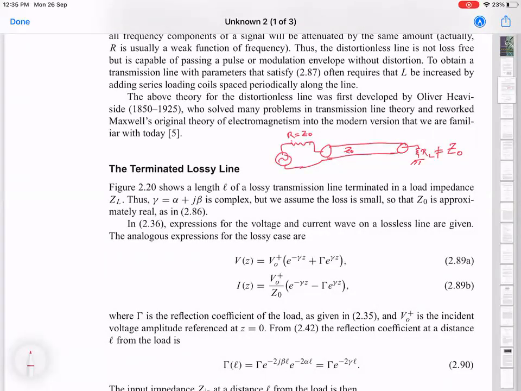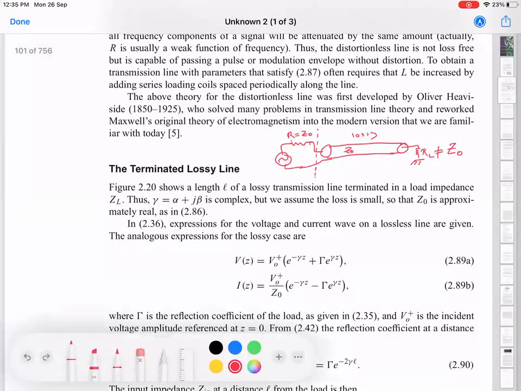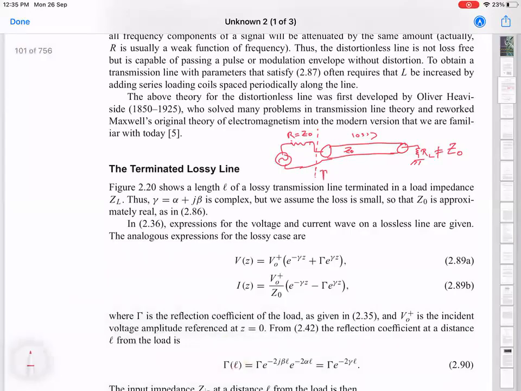If I look at this system at this point, and I say that there is some attenuation, so this is a lossy line. What will happen as the loss increases to the reflection coefficient seen at this particular point? Gamma. Yeah.